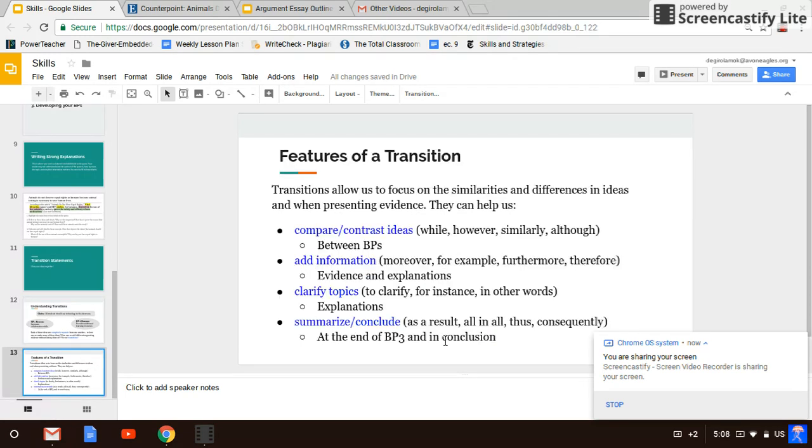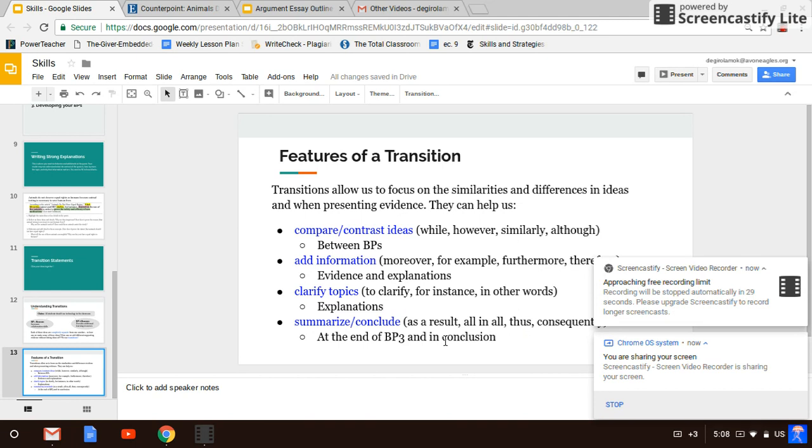Here's some features of a transition. So there are many kinds that you should use. I would pause the video and read over this because it talks about what kind of phrases you should use to compare and contrast ideas, specifically between body paragraphs, how to add on more explanation and information in your evidence and explanations, how to clarify, so restate your idea again so it makes more sense to your reader, and how to summarize and conclude at the end of your body paragraph and conclusion. So pause the video, look over this, maybe try to work on some transitions.